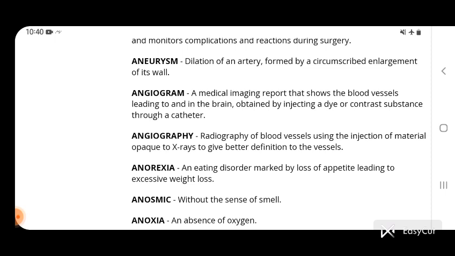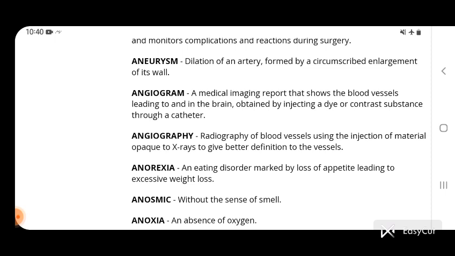Next is angiogram. An angiogram is a medical imaging report that shows the blood vessels leading to and in the brain, obtained by injecting a dye or contrast substance through a catheter. Angiography is defined as radiography of the blood vessels by using injections of an opaque material or dye to X-rays, which gives better definition of the structure of the vessels.